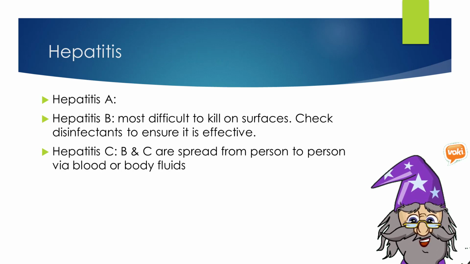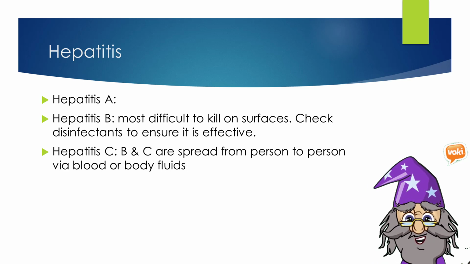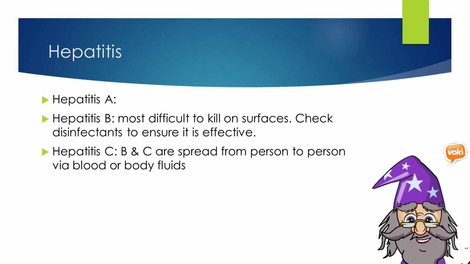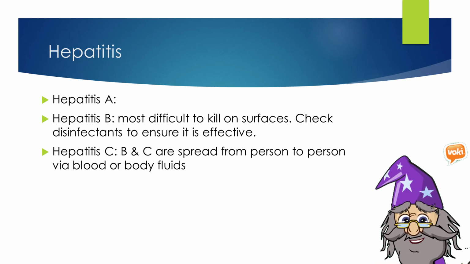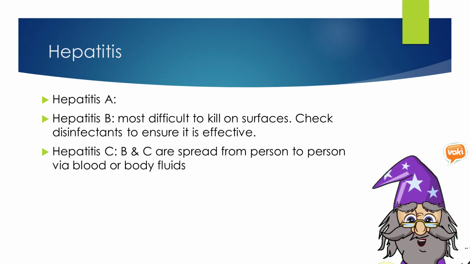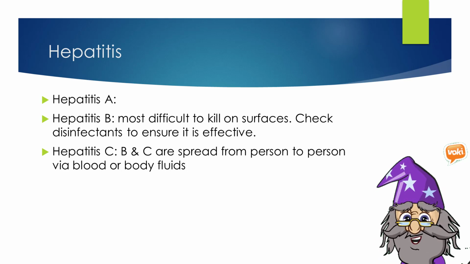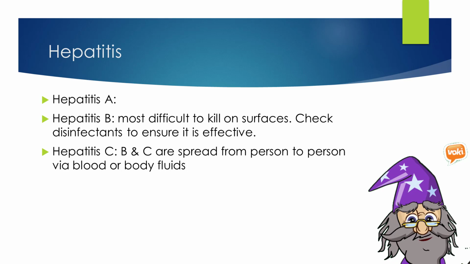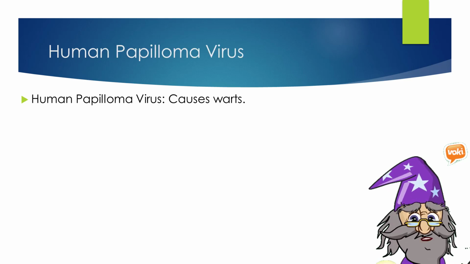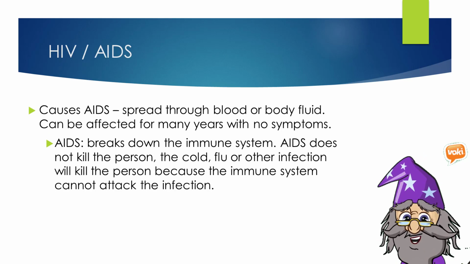Hepatitis has been identified in 3 different forms: hepatitis A, hepatitis B, and hepatitis C. Hepatitis B is the most difficult to kill on surfaces. Be sure to check your disinfectants and ensure it is effective against hepatitis B. Hepatitis B and hepatitis C are spread from person to person via blood or body fluids. The human papillomavirus causes warts. The HIV virus causes AIDS.